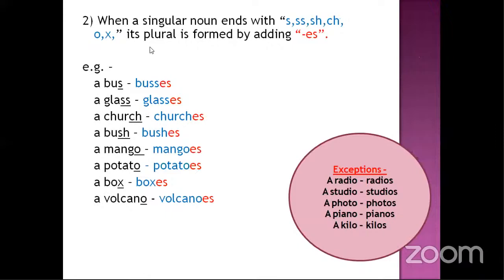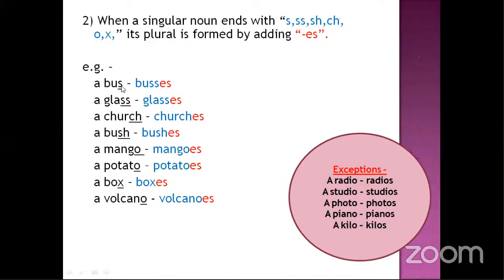Now, second one. Can you remember in your grade 6 class, you have learned some other ways to pluralize singular nouns. The second rule is when a singular noun ends with S, double S, SH, CH, O, and X, its plural is formed by adding ES. That means if a singular noun ends in these letters, when we are pluralizing them, we have to add ES. Now look at the examples.